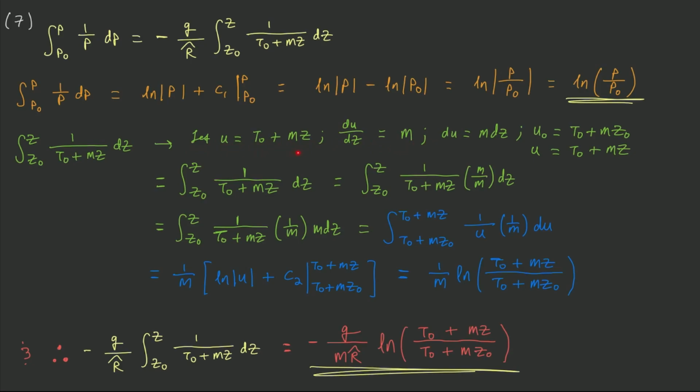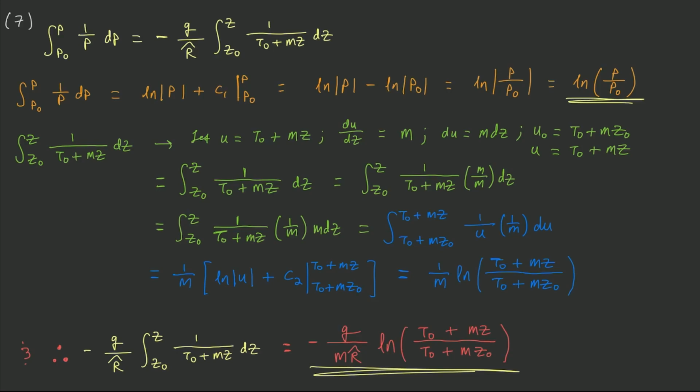We're just letting u equal t naught plus mz, and finding du dz, etc. So I won't go over the u substitution too much. But one thing I do want to say is, with this u substitution, since we're doing a definite integral, we also need to change our limits of integration to be in u space instead of z space.